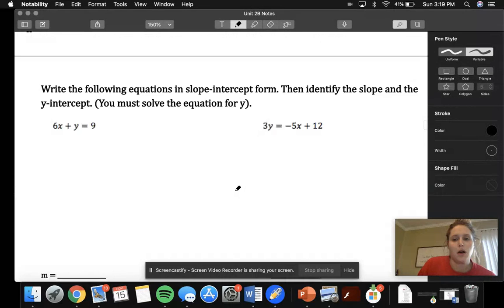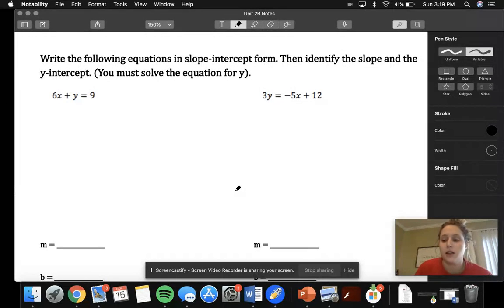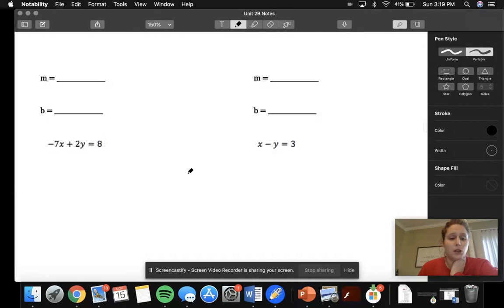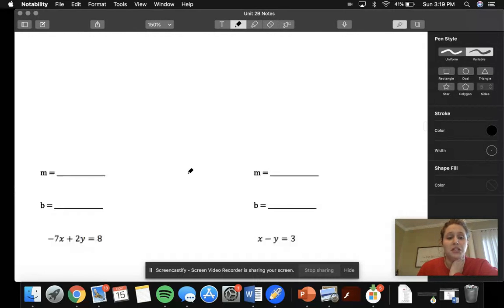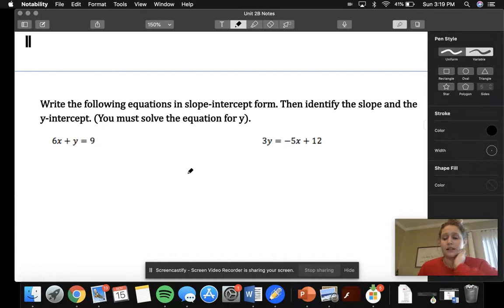Okay, so on page 12, this is the hard part, and this is what we'll spend a lot of time doing when we get back from Thanksgiving break as well, okay? Because we still want to identify the slope and the y-intercept, but with all of these equations, they're not in slope-intercept form, so we cannot identify what the slope is or what the y-intercept is unless it is exactly in the y equals mx plus b form.